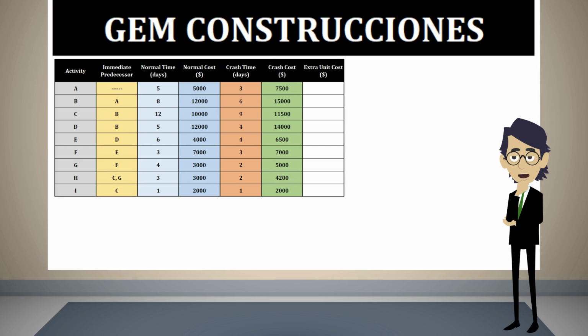But this implies that the normal cost of $5,000 will increase to $7,500. The last column indicates the cost for each day that the activity is crashed. In the case of activity A, the additional cost is $2,500, and it will be finished 2 days earlier. This means that the cost of each day of reduction represents a cost of $1,250. In the case of activity B, the additional cost is $1,500 for each saved day.